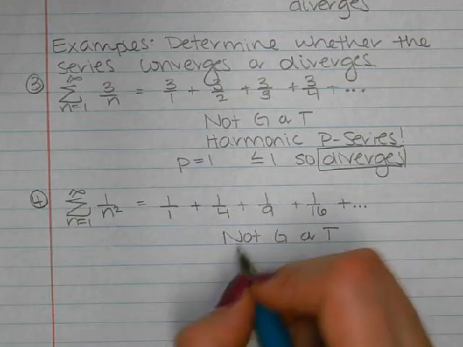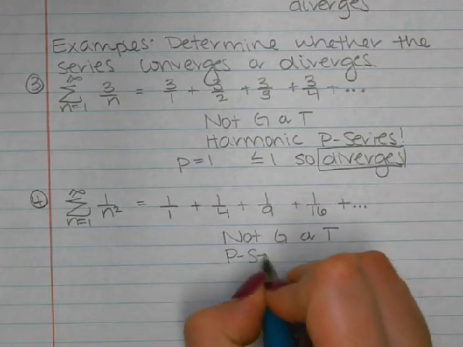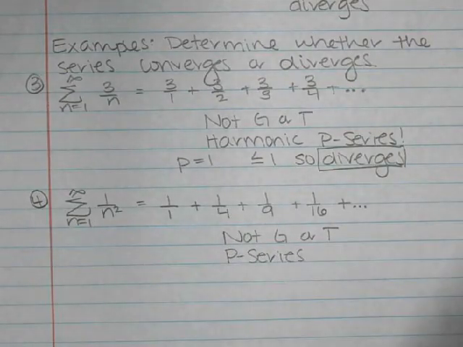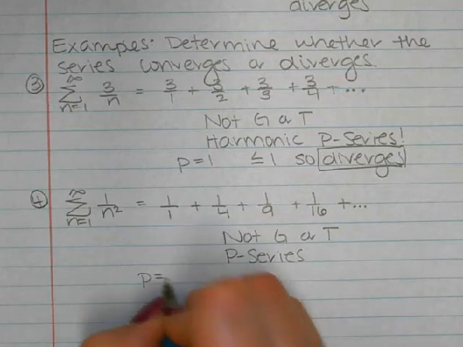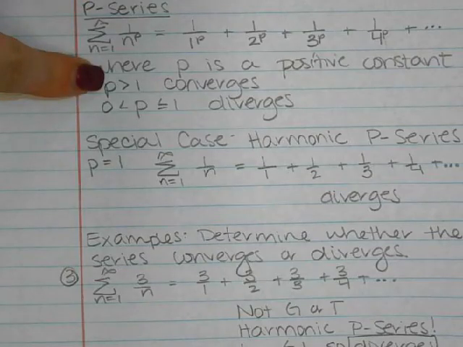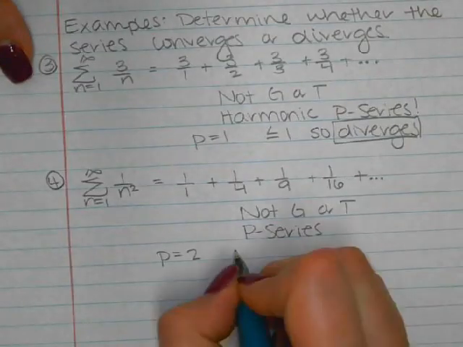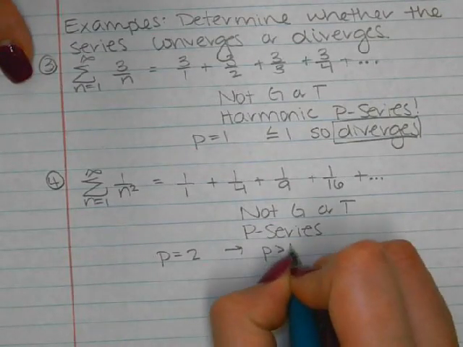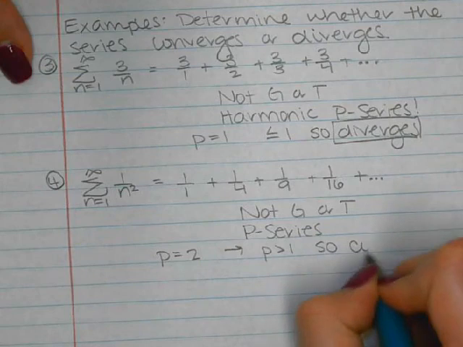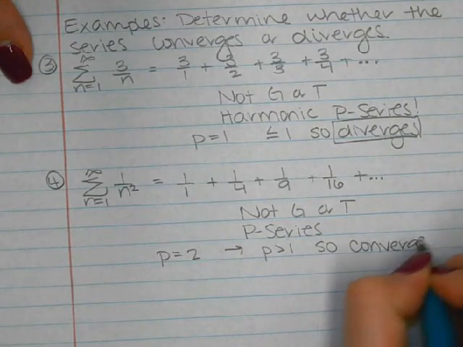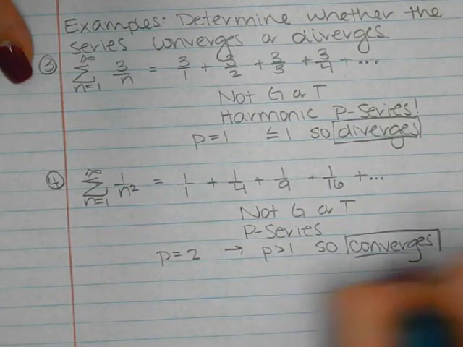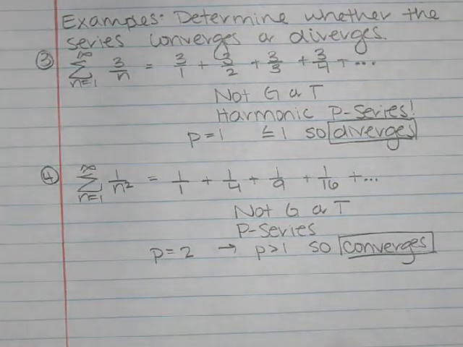We recognize that this fits a P series. And we know that the p-value is 2. And if we look up here, anytime p is greater than 1, this converges. So since p is 2, that means that p is greater than 1, and so it converges. We're not saying what it converges to, we're just saying that it converges.